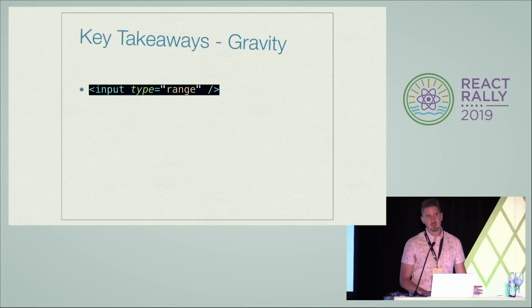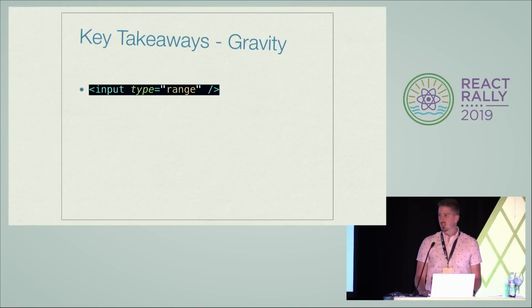So, some key takeaways. We have the input type of range built into the browsers, and that actually gets us like 90% of our interface, which is really convenient. It gets us that dot and the line, and we can just change the value dynamically, so that's great.